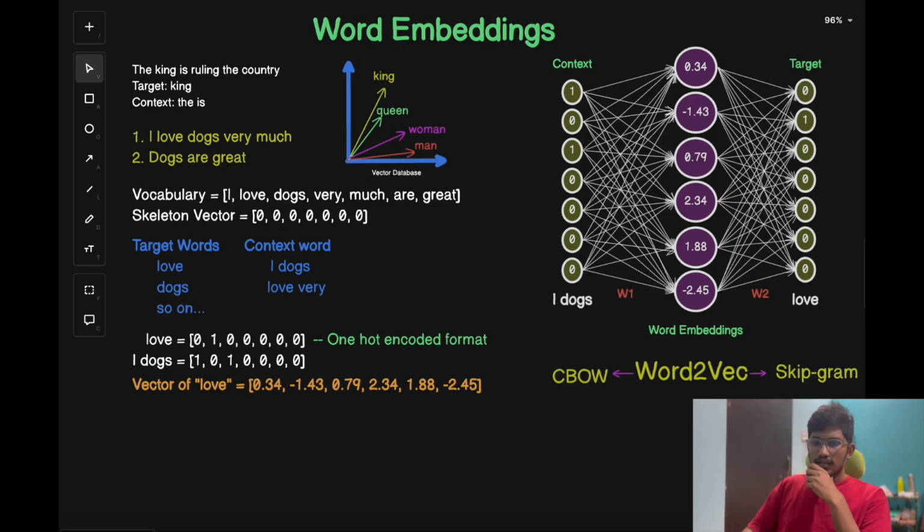Now how does Word2Vec actually work? Word2Vec comes in two main flavors, CBOW and skipgram.